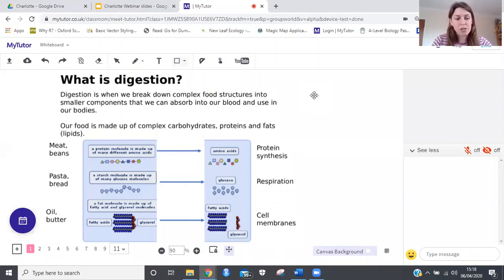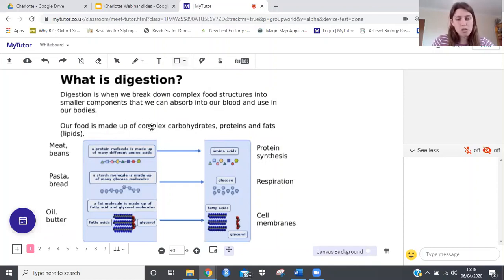We're going to talk through how that happens. There's quite a lot to get through, so we'll see how we go. And I have got some past paper questions that we can work through if needed, and as always, we can answer your questions as well. Okay, so what is digestion and what is our food made up of? Well, as we just said, digestion is when we break down complex food structures into smaller components that we can absorb into our blood and use in our bodies.